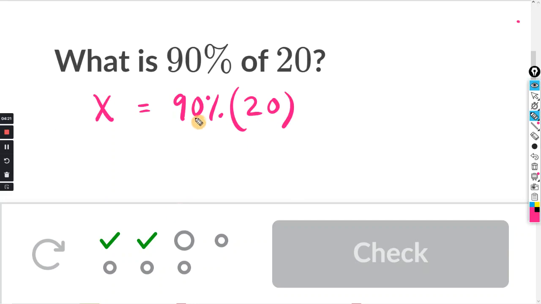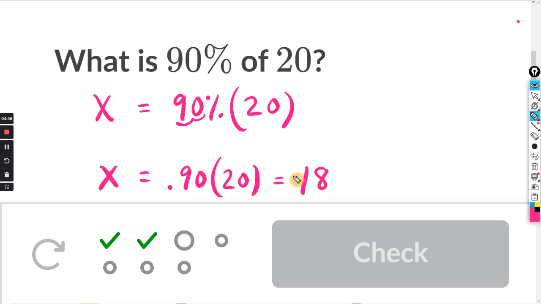Okay, converting 90% to a decimal, we divide by 100 or just move the decimal over 2 places. So instead of 90%, that's going to be 0.9 or 0.90, same thing. And that's still times 20. Okay, and 0.9 times 20, you can use the calculator, but I know that's just 18. So 18 is 90% of 20.